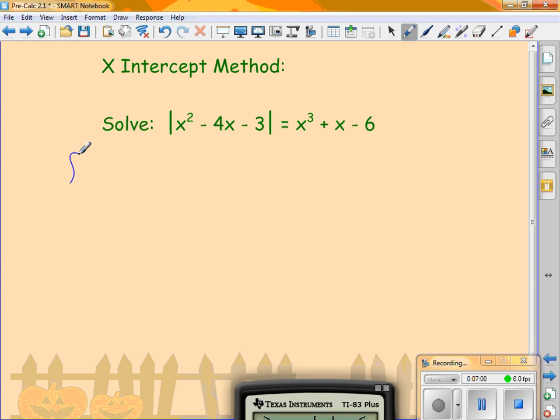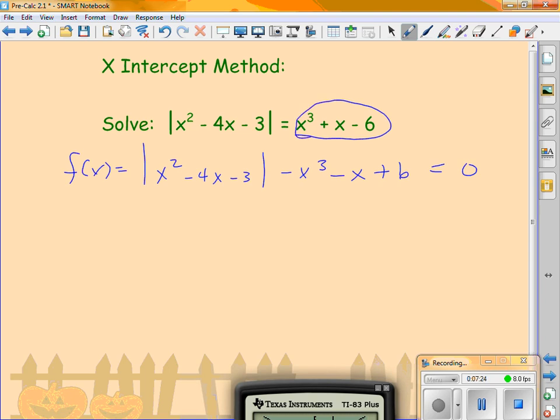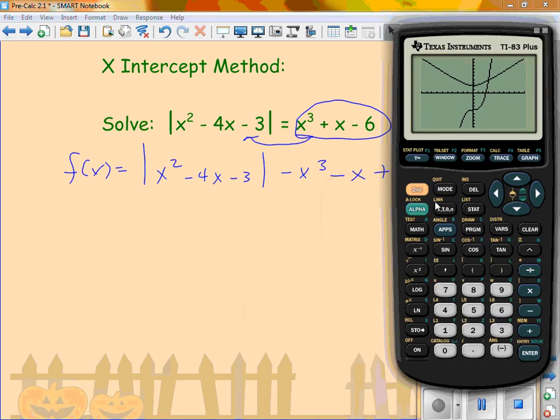So if I move one around, I'm going to have f of x equals absolute value of x squared minus 4x minus 3 minus x cubed minus x plus 6 equals 0. That's what we're going to put into the calculator. All I did was took all of this and moved it to the other side. Y2 is nothing, so when I put it in the calculator, Y2 should be empty.